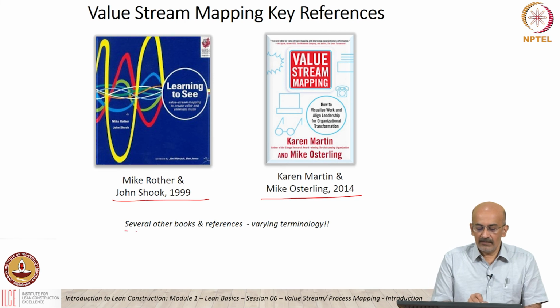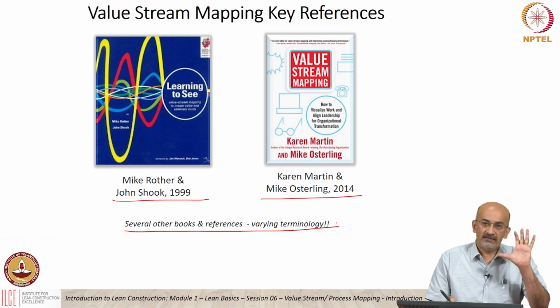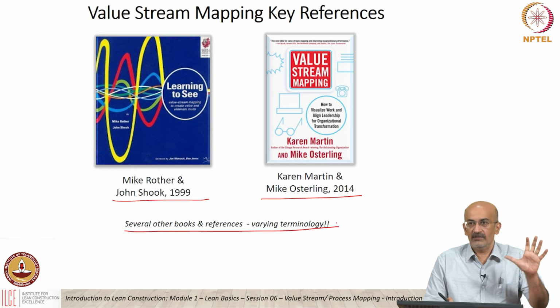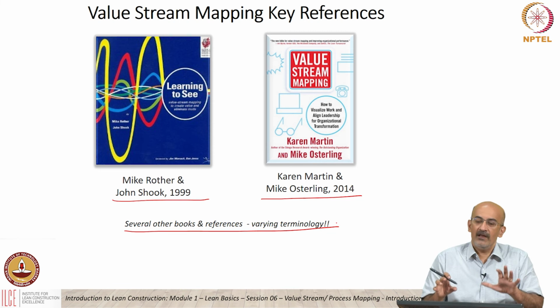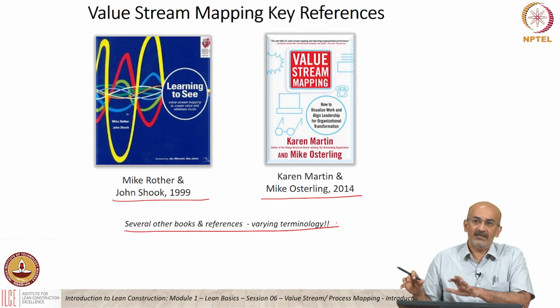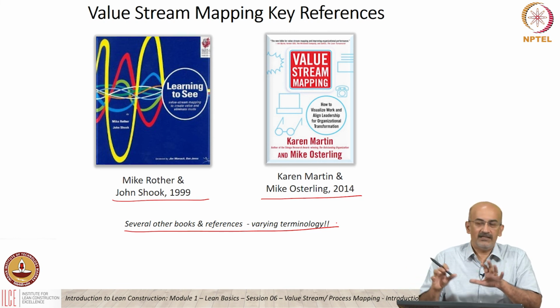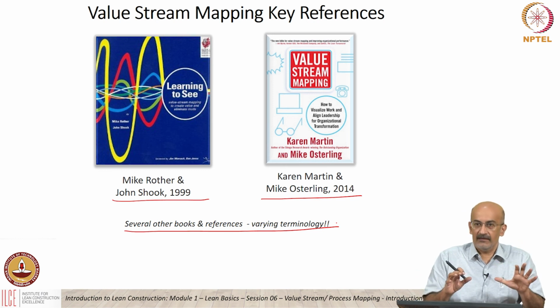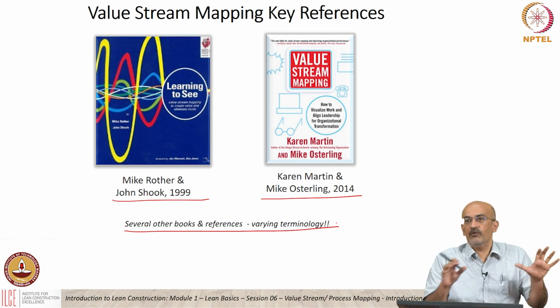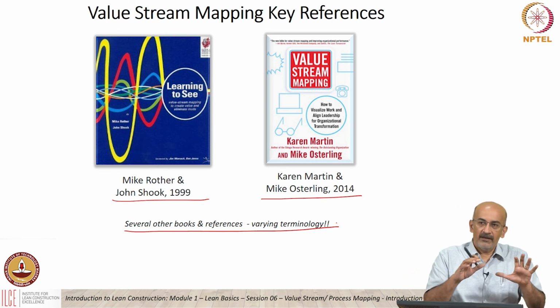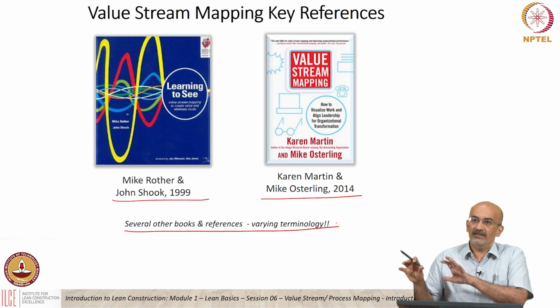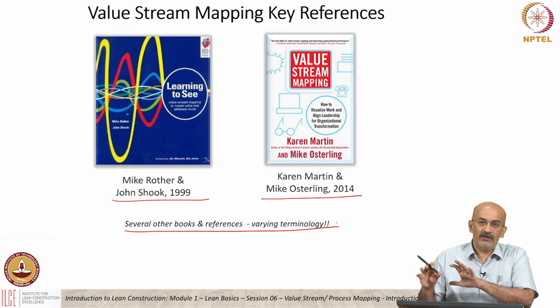Now, there are several other books and references in VSM, and there is somewhat varying terminology. You'll see that the terminology we use here is something we have been reasonably comfortable with, but there is varying terminology. The symbology almost remains the same, but what one gets out of VSM tends to marginally change, and that's okay, because that is the intent. You're ultimately trying to get improvement in the process flow. Whether I do it by method A or method B, if the improvement is there and it can be experienced by the organization, that's what's important.